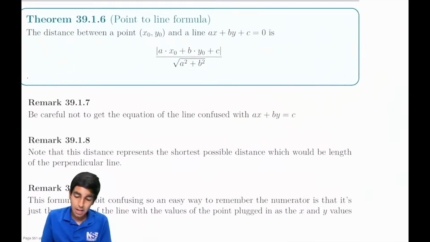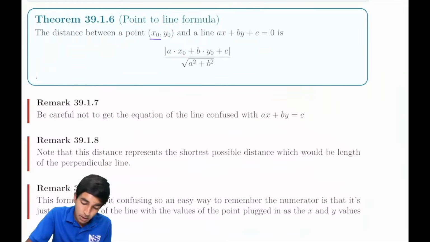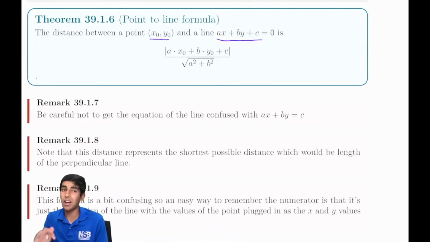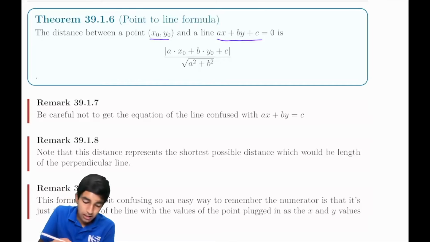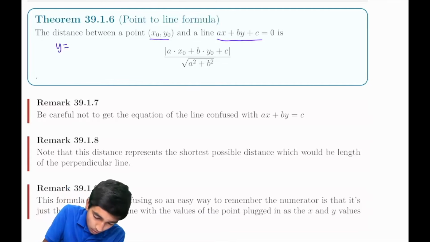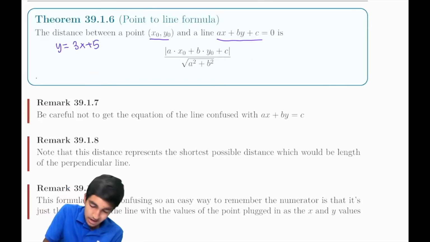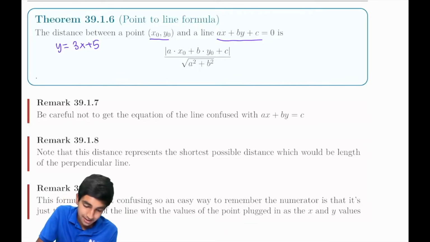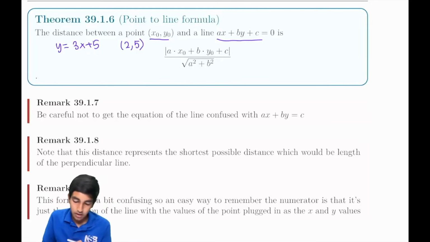And another thing that you may not be familiar with: the distance between a point and a line is given by this complicated looking formula, but it's really not that complicated, don't worry. Let's say we have the equation y equals 3x plus 5, and we're trying to find the distance between this line and the point (2, 5). The first step is to convert your equation to standard form, ax plus by plus c equals 0.